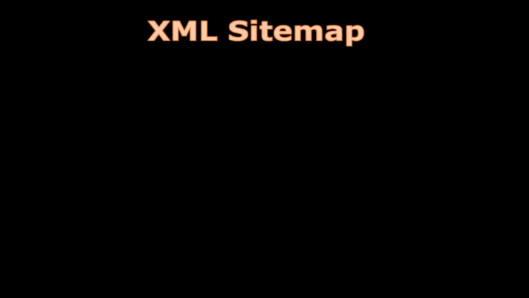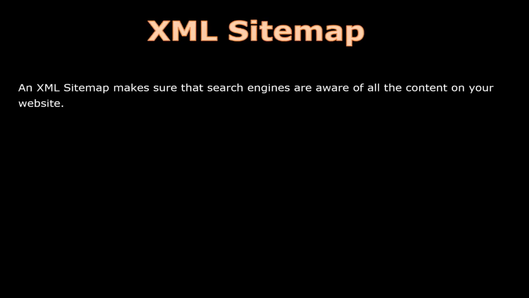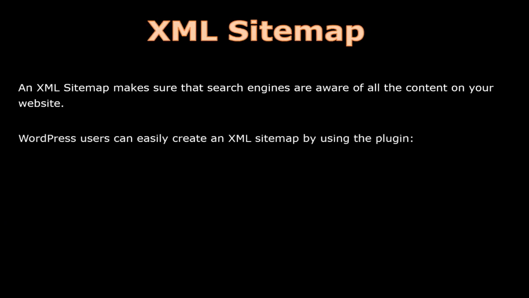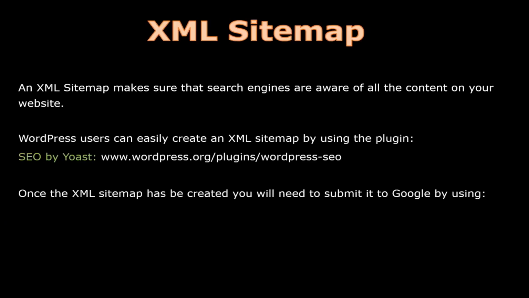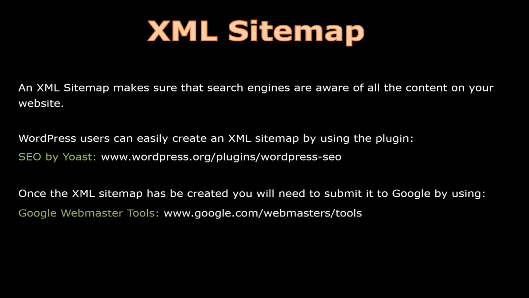XML Sitemap. An XML sitemap makes sure that search engines are aware of all the content on your website. WordPress users can easily create an XML sitemap by using the plugin SEO by Yoast. Once the XML sitemap has been created, you will need to submit it to Google by using Google Webmaster Tools. We will go through how to do both of these later in this training series.